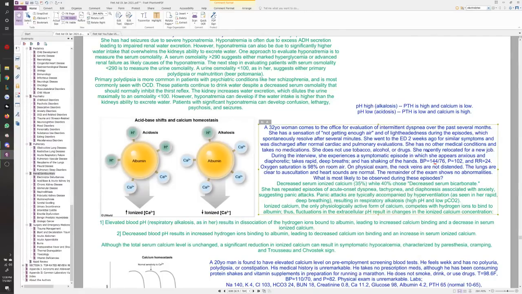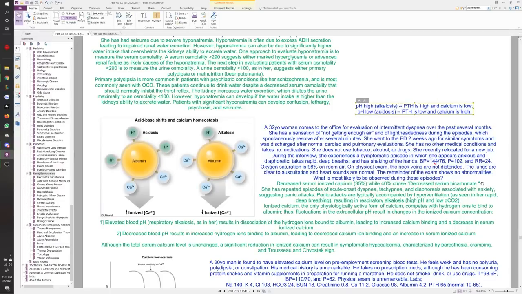The question was about panic disorder. You understood that the patient would have respiratory alkalosis from breathing too quick, because they offload all their CO2. Alkalosis is the upper case, right? pH is going to be high, PTH is also going to be high, calcium is going to be low, and that's the correct answer.